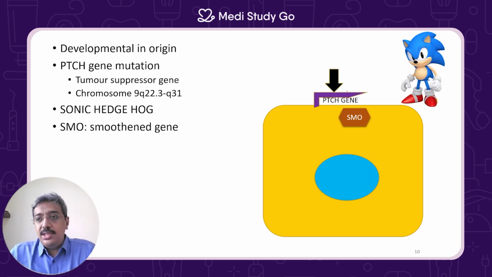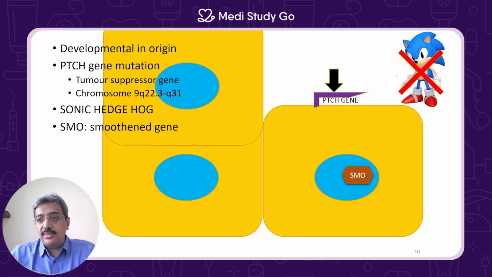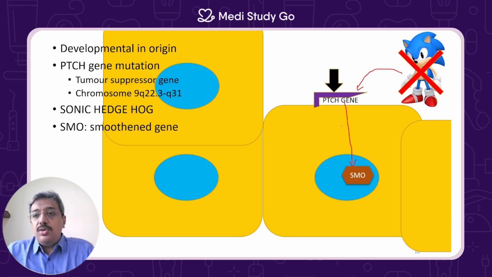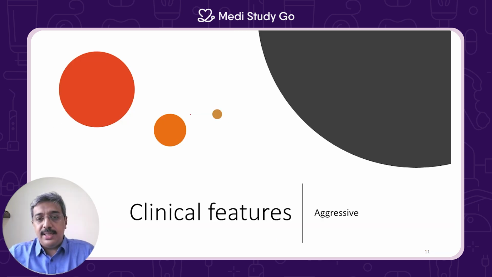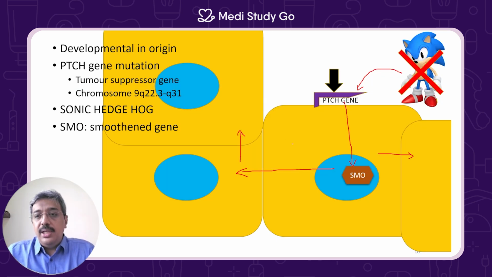What if the patched gene cannot bind to the Sonic Hedgehog? So even without the presence of Sonic Hedgehog, that is, Sonic Hedgehog need not come here and stimulate it, without that itself, the patched gene is not able to hold on to this smoothened gene, which goes into the cytoplasm and stimulates the cell proliferation in an uncontrolled manner, leading to excessive proliferation of the cells.